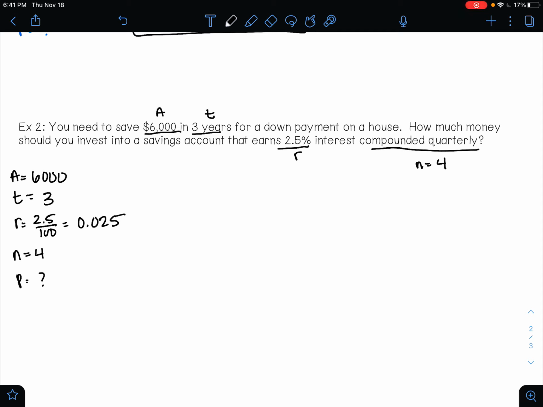So let's plug that into the formula. I'm going to have 6,000 equals P times 1 plus 0.025 divided by 4 raised to the 4 times 3 power. I want to get P alone. P is being multiplied by this entire thing. To undo multiplication, I'm going to do division. And I am going to divide by that entire thing.